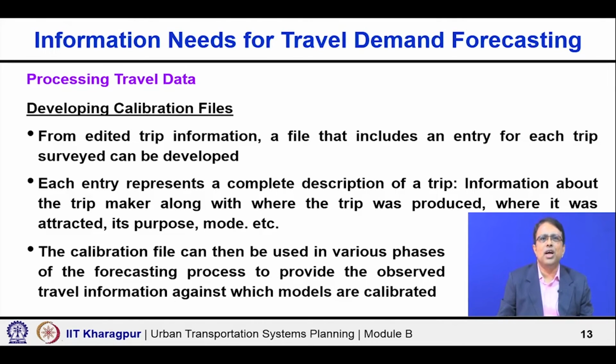This calibration file then can be used in various phases of the forecasting process. It may be used for trip distribution, it may be used for mode choice analysis, right, depending on what is the context. It may be used in different phases of the forecasting process to provide observed travel information against which the models are calibrated. So, this gives you the observed travel information against which we will calibrate the model.